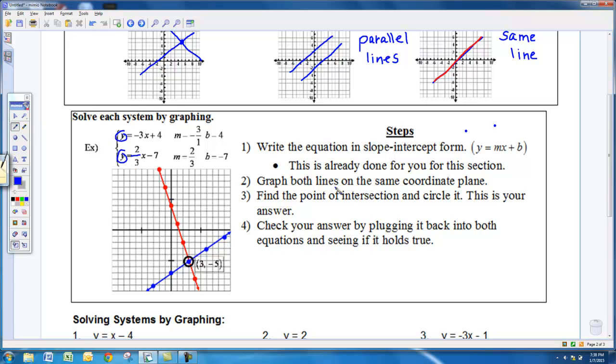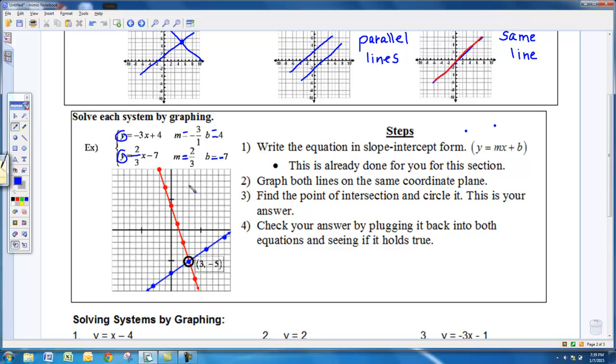And then we're going to graph both lines on the same coordinate plane. Let's first identify the slope and y-intercept of each line. This line has a slope of -3 because the -3 is in front of x. The y-intercept of the line is 4. So we have a slope of -3 over 1 and a y-intercept of 4. This line has a slope of 2/3 and a y-intercept of -7. Let's graph the first line.